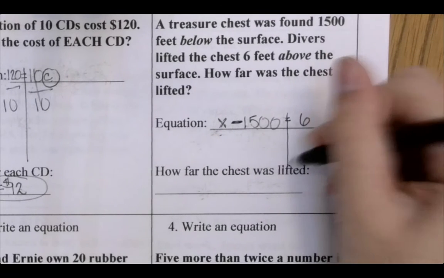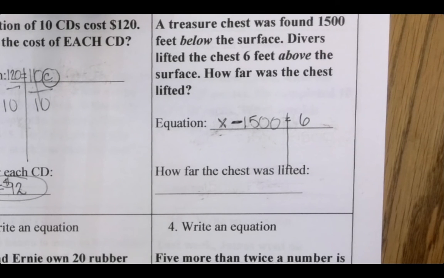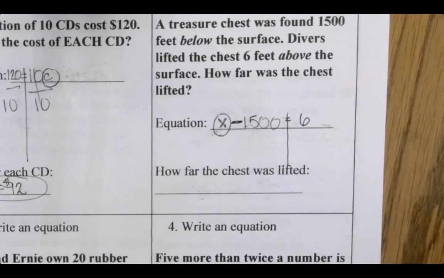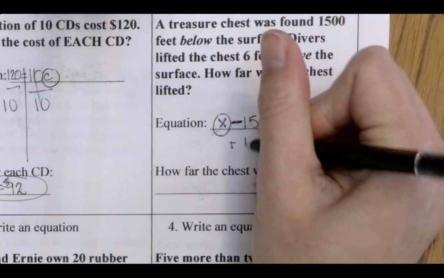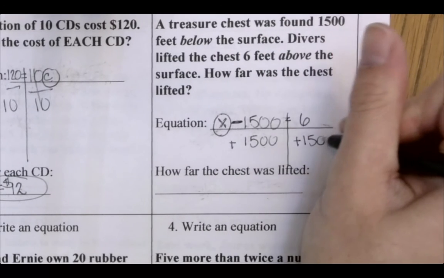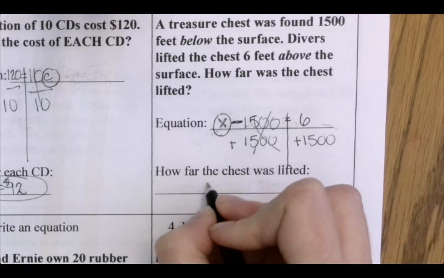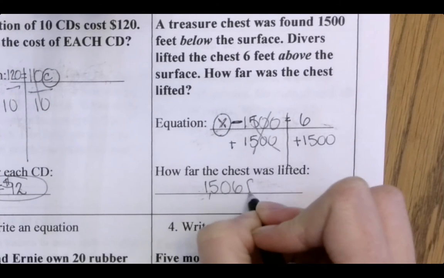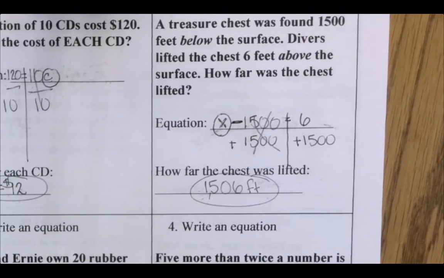I'm going to draw my barrier. There is nothing to distribute. There's nothing to combine, so I need to isolate. Get the x alone. The inverse of minus 1,500 is going to be add 1,500. So this chest was lifted 1,506 feet from where it started.